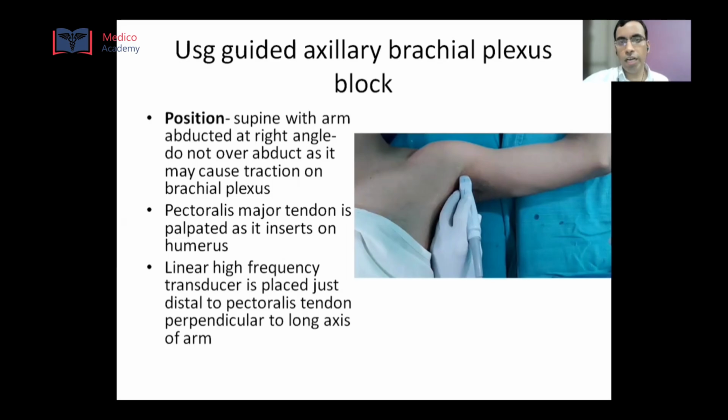While giving ultrasound guided axillary brachial plexus block, the patient is again kept supine with arm abducted at right angle. We should be careful not to over abduct the arm, as it causes stretch of the brachial plexus. The pectoralis major tendon is palpated as it inserts on the humerus. A linear high frequency transducer is placed just distal to the pectoralis tendon, perpendicular to the long axis of the arm.